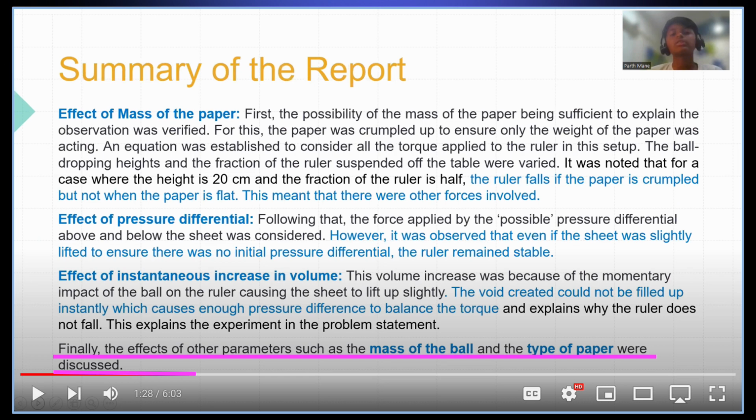This is a screenshot of the second slide where in the last line it is mentioned, and as I quoted earlier as well, that the effects of the other parameters such as the mass of the ball and the types of paper were discussed, while in actuality they were never actually discussed or experimented. They were just merely mentioned and the reporter just moved on with the report.